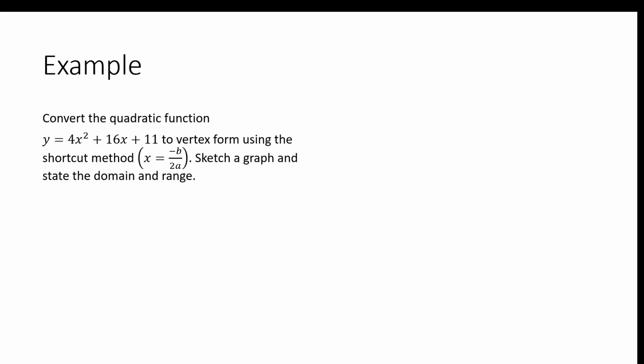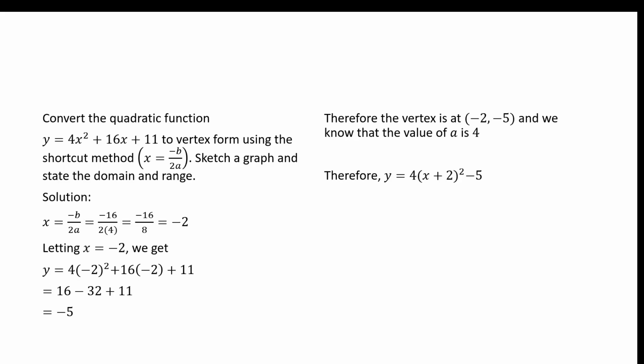4x squared plus 16x plus 11. Well, we see that the x value of the vertex will be at -b over 2a, which is -16 over the quantity 2 times 4, which is another way of saying the x value of the vertex is -2. If we let x equal -2, then we'll see that y ends up equaling -5. So we'll have a vertex h, k of -2, -5, and we'll have a lead coefficient of 4.